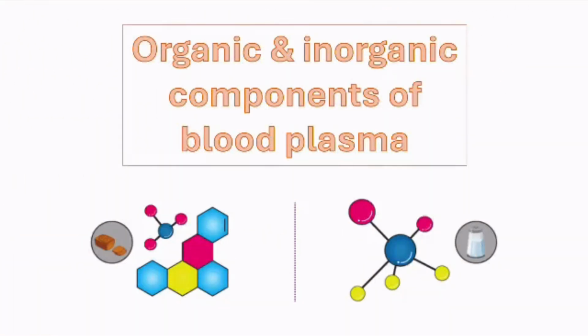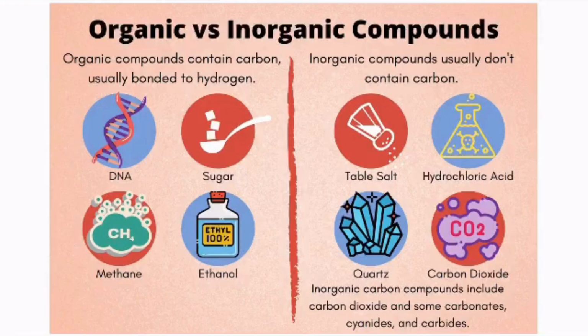Let's talk about the organic and inorganic components of blood plasma. Before we get into plasma, let's discuss the difference between organic and inorganic compounds. Organic compounds are mainly compounds that contain carbon and hydrogen bonds. Opposed to that, inorganic compounds don't usually contain carbon. Of course, there are exceptions to these because inorganic carbon compounds do exist, including carbon dioxide, some carbonates, etc. But if you'll notice, these usually don't have a carbon and hydrogen bond. Now that we know this, let's proceed.